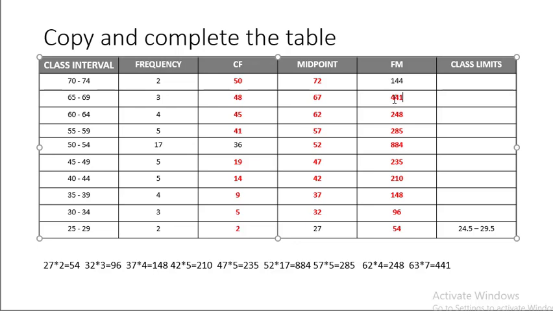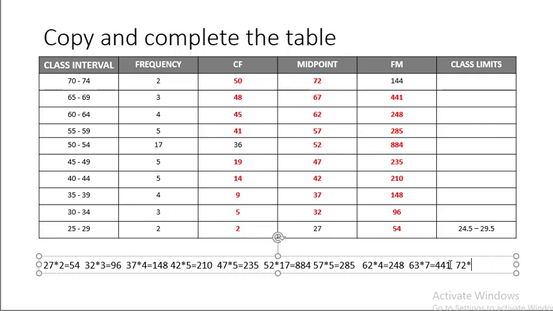441. Now let's check if this answer they gave us is correct. This 144, you can solve it inside your notebook. We do 72 times 2. 72 times 2 will give you 144. That's how they got 144. So now we are filling the space of FM.